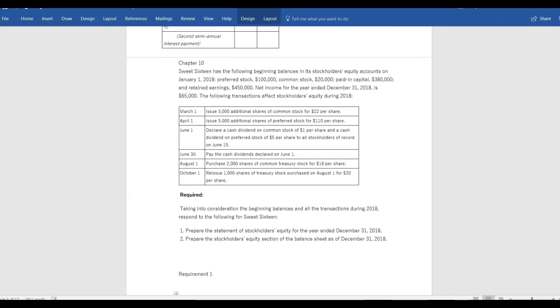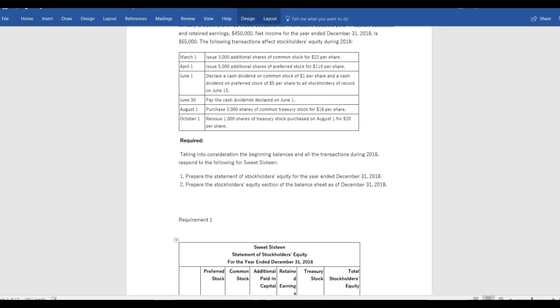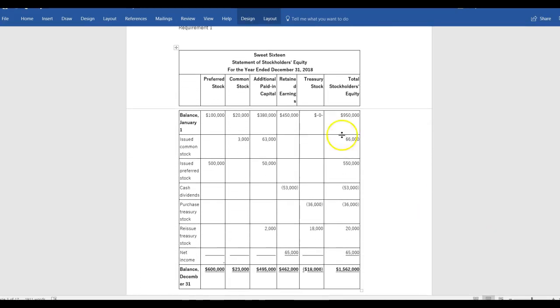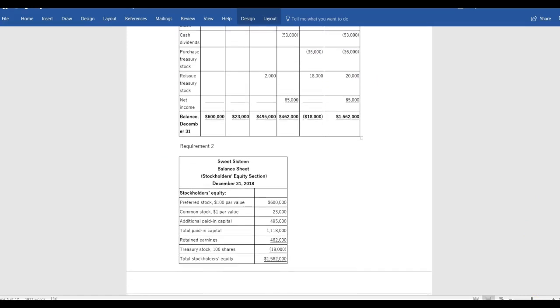So we went through each of these and we recorded it. In order to figure out our statement of stockholders' equity, we're going to have to go through all these various pieces of additions and changes to come up with our ending balances. Now these ending balances are what will be on the balance sheet as of December 31st.